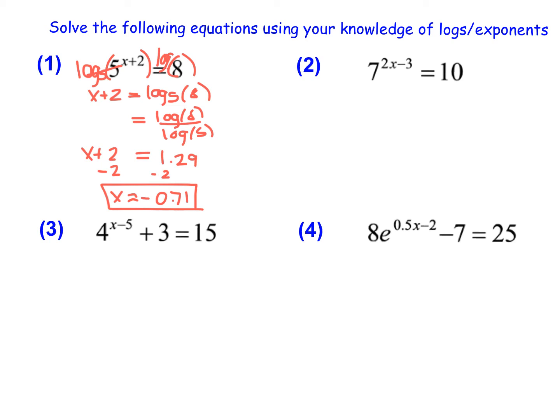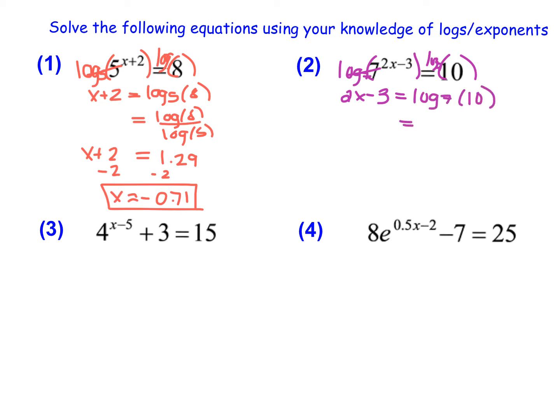If we look at the second example here, we can see that we have an exponent with a base 7 alone on the left and then 10 on the right. There's no common base that exists. So we're going to use log base 7 to undo that. By taking log base 7 and exponent base 7, we can undo those and we're left with 2x minus 3 on the left and then log base 7 of 10 on the right.